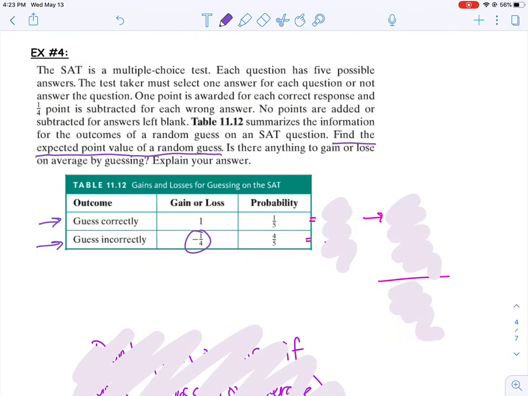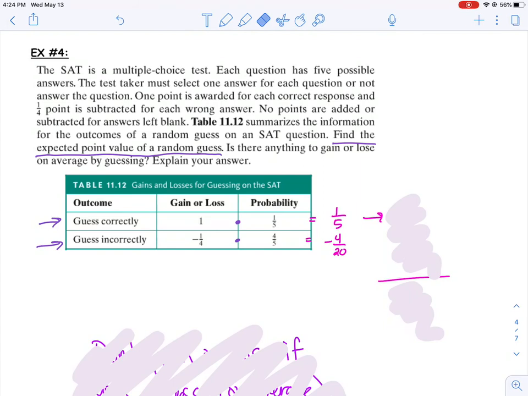So now that we have the different outcomes, what we're going to gain or lose from each of those, and the probability of each of those, to calculate the expected value, we're going to multiply our gains times our probability, and then we're going to add them together. So here we go. Let's take 1 times 1/5. I got 1/5. And let's take -1/4 times 4/5, multiplying numerators with numerators and denominators with denominators. And then let's go ahead and add these guys together.